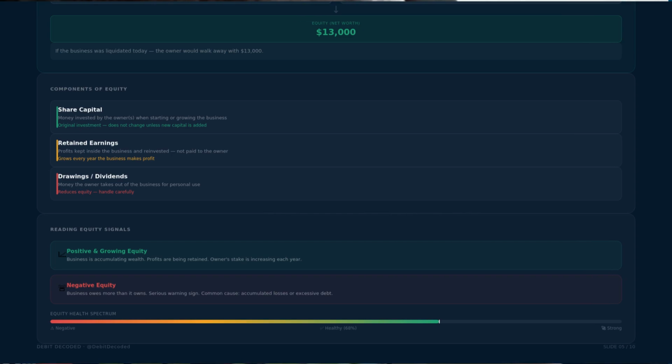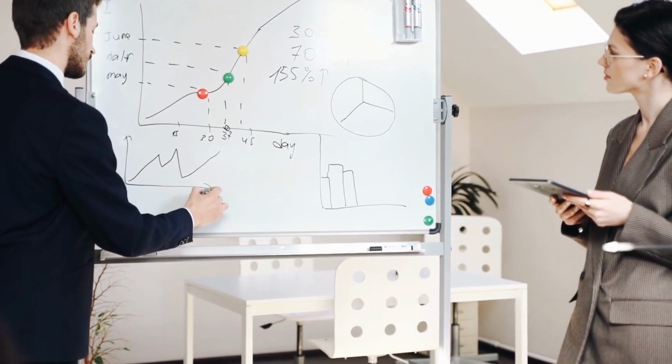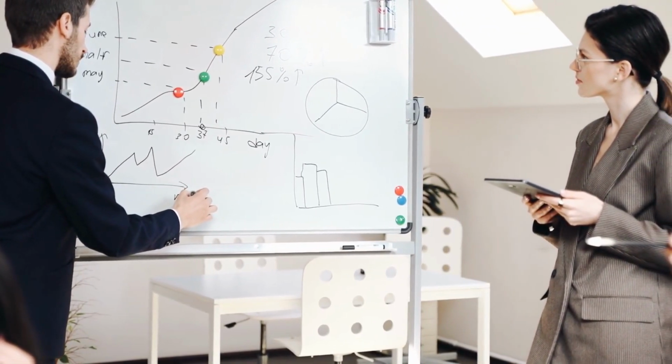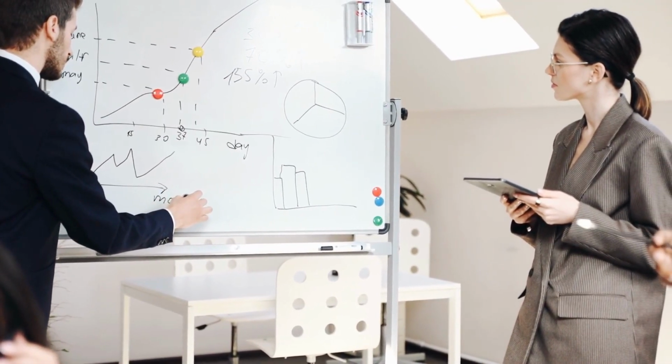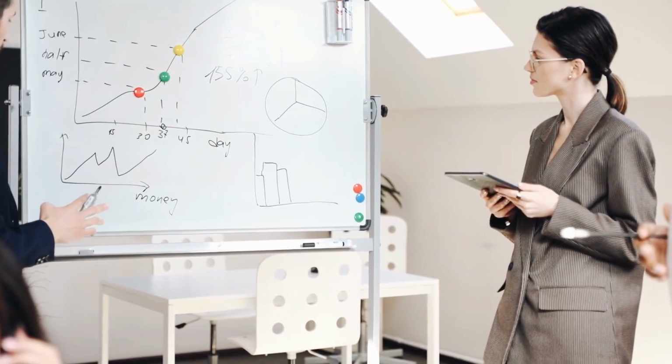Equity is also called net worth or shareholders' equity. The main components of equity are share capital, money originally invested into the business by the owners; retained earnings, profits that have been kept in the business and not paid out as dividends; and drawings or dividends, money taken out of the business by the owner. If the equity number is positive and growing, that is a good sign. The business is building wealth over time. If equity is negative, the business owes more than it owns. That is a serious warning sign.